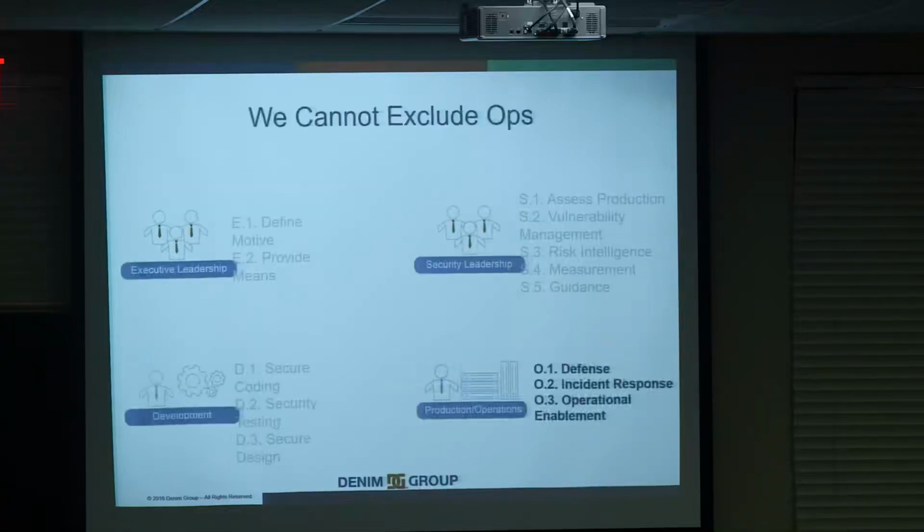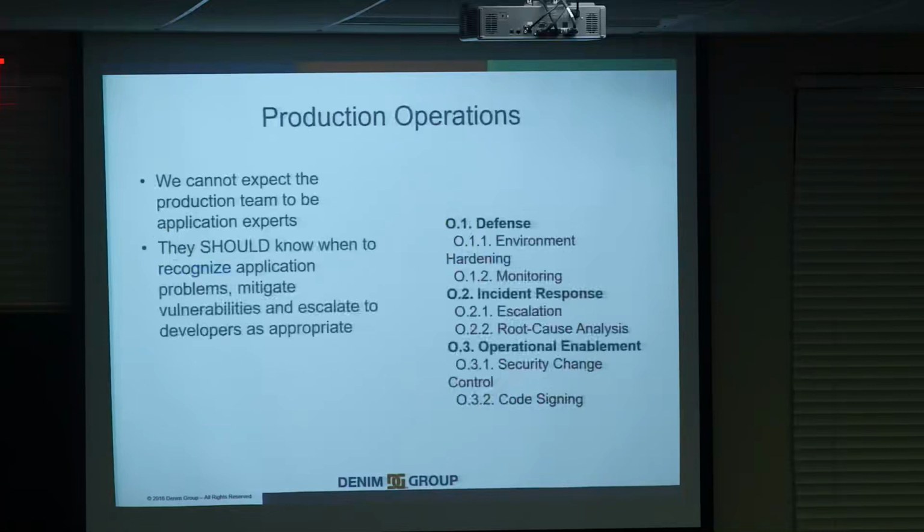So we cannot exclude ops. We can't expect the production team to be application experts, but they should know when to recognize application problems, mitigate vulnerabilities, and escalate to developers as appropriate. We had a 1 o'clock talk just across the hall that was about specifically that, and how they would separate logs that belong to the app developers and logs that belong to them, so that they could detect malicious activity and verify that it actually is malicious and not something intended.